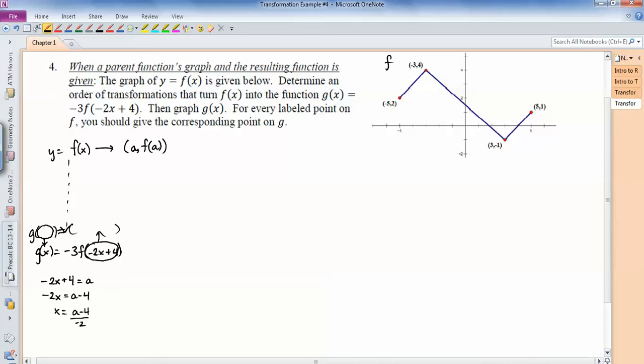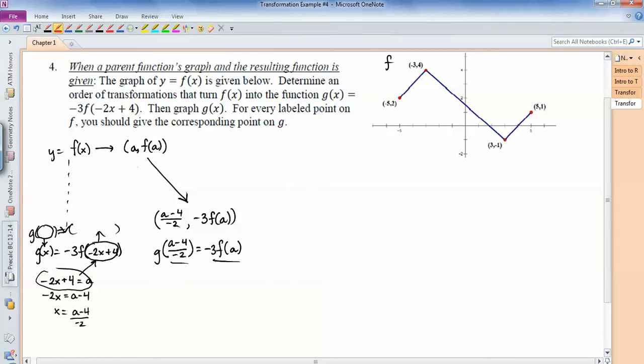Okay, so that means that g of x I can now write as g of a minus 4 over negative 2. And I can write negative 3 f of negative 2x plus 4 as negative 3 f of a, because that's what we set that as. So the way that this function's set up, that tells me that it's going to go through the general point given by this. This is my x, this is my y value. If I plug in this value, I get that value. So now I can see how to get from this general point to that general point. So let's take a look.